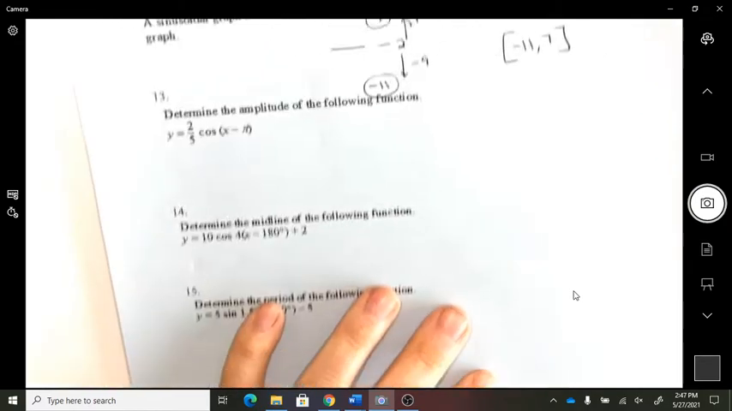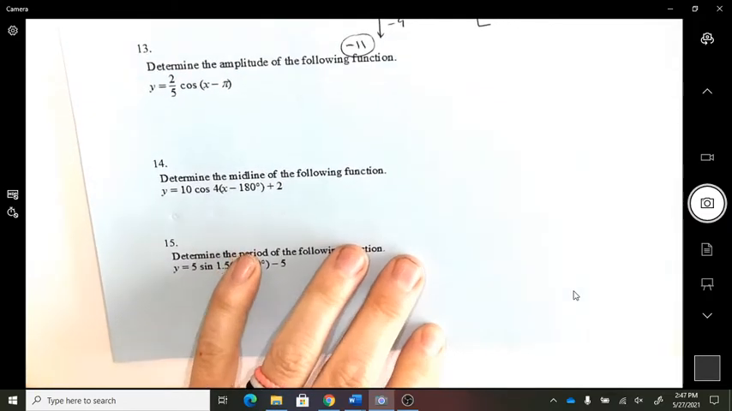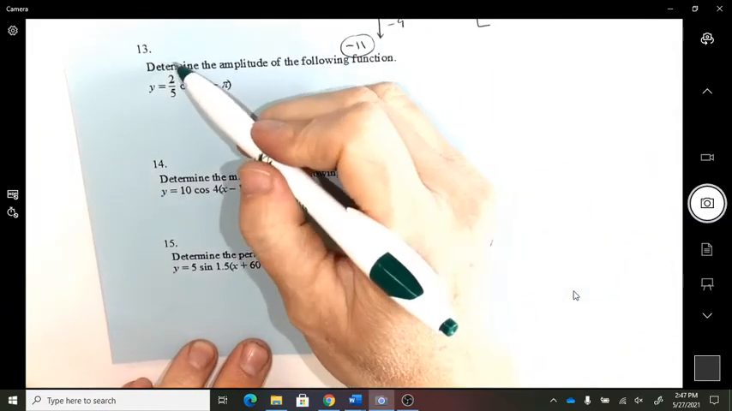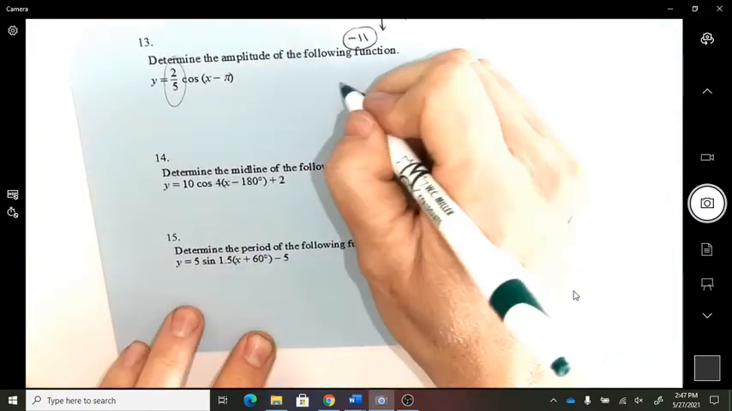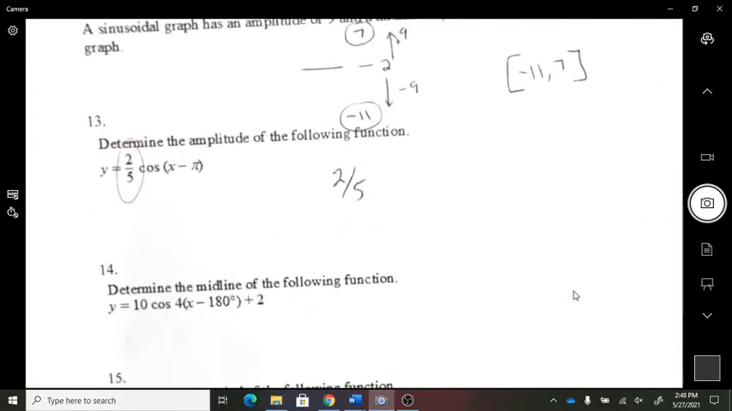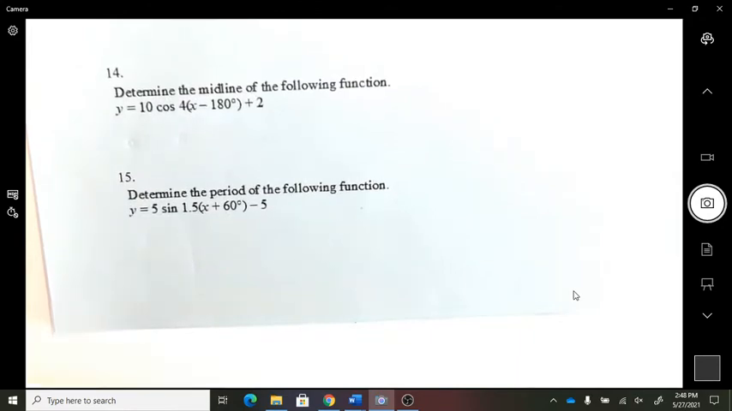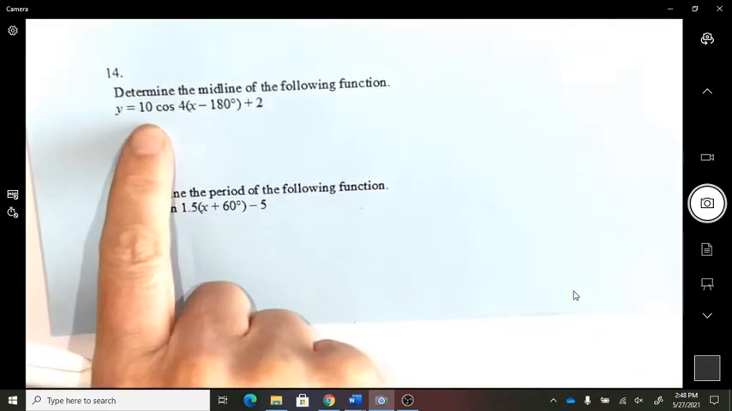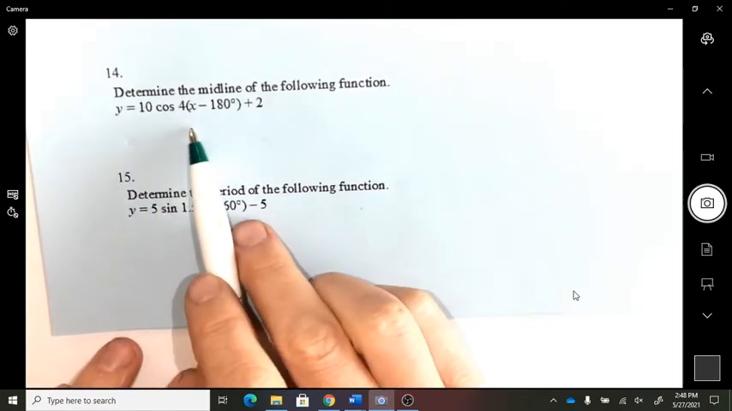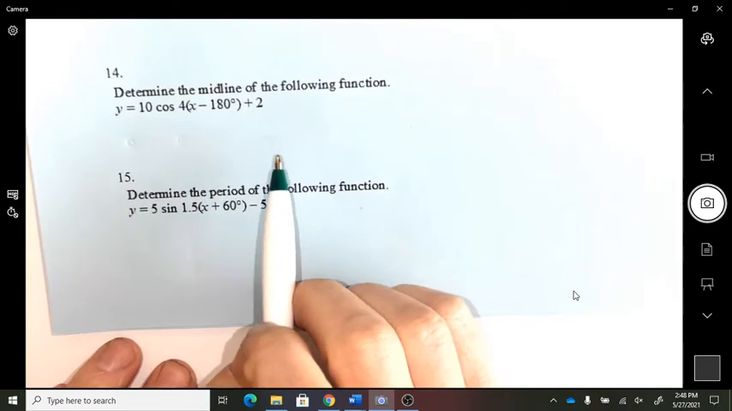13, what is the amplitude of this function? Do you remember when you look at it, what's the amplitude part? The multiplier. That's it, 2/5. So for instance, on 14, if I ask you amplitude, it would have been 10. What is the midline of this? Which part of this equation is the midline?